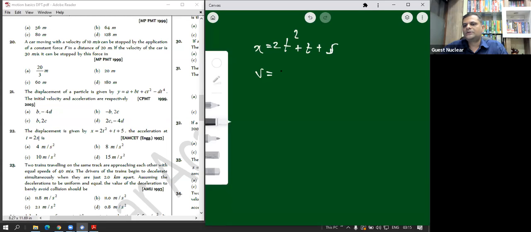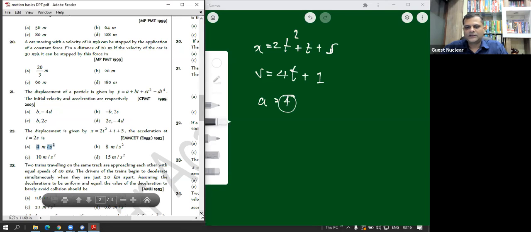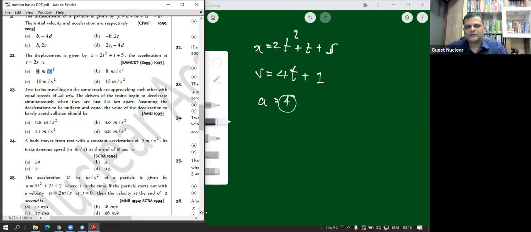2 into 2t becomes 4t plus 1, correct है? ये हो गया velocity. And if you find out acceleration, just differentiate this once again and we get this 4, and that is going to be the final answer, which is already there in option number A here. That is 4. चलो ठीक है. Next one.